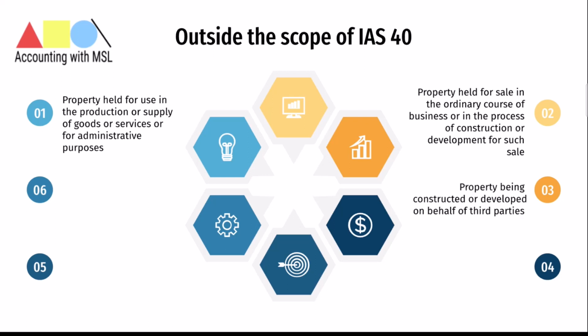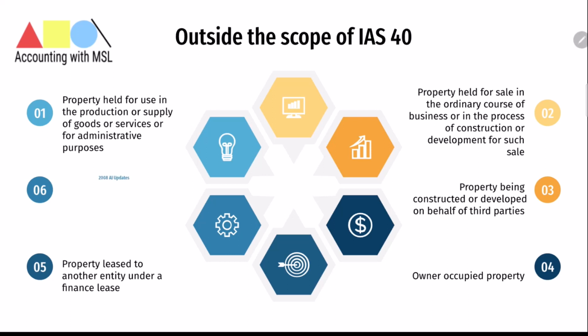The next item will be property being constructed or developed on behalf of third parties. These were previously accounted for under IAS 11 construction contracts, but with the introduction of IFRS 15, these will be accounted for under IFRS 15 revenue from contracts with customers. The next out of scope item will be any owner occupied property. This will clearly be accounted for under IAS 16 property, plant, and equipment. Also, any property that is leased to another entity under a finance lease will be outside the scope of IAS 40 but will fall under IFRS 16 on leases.